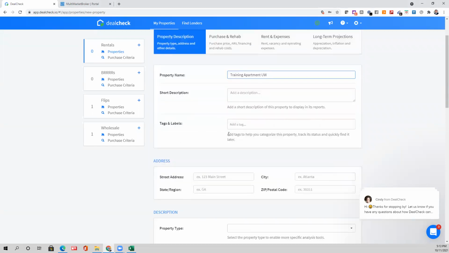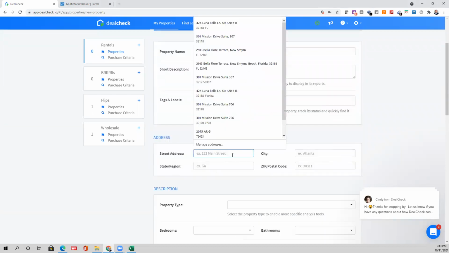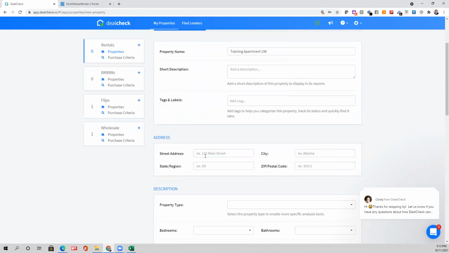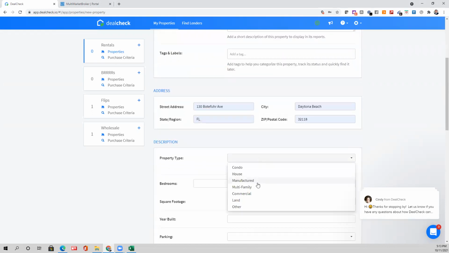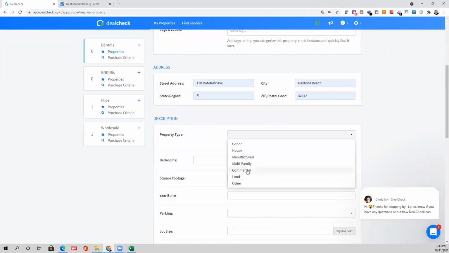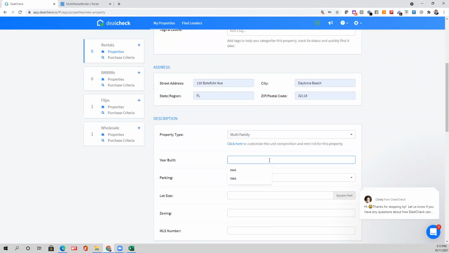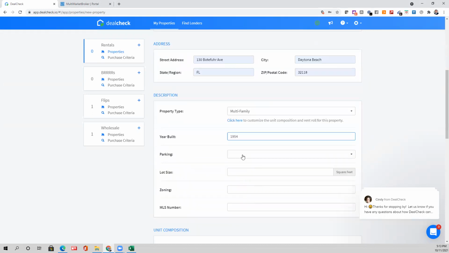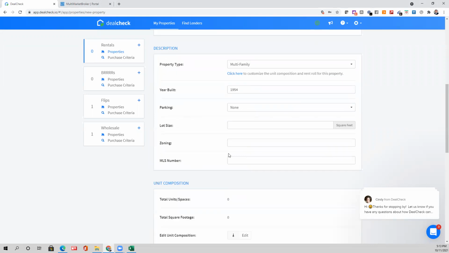Okay, we refer to this as underwriting. This was on a recent closing that we had. So I'll just do 130 modifier. And it auto populates that. You get to pick, is it commercial, land, multifamily, in this case? This was built in 1954. No garages, lot size.